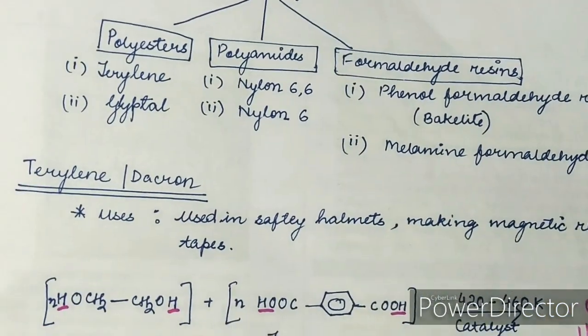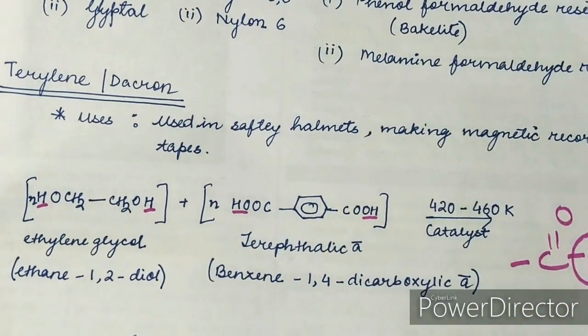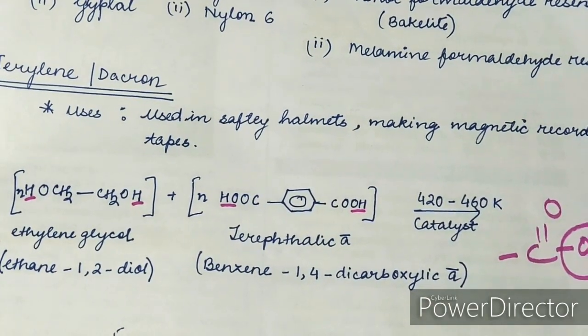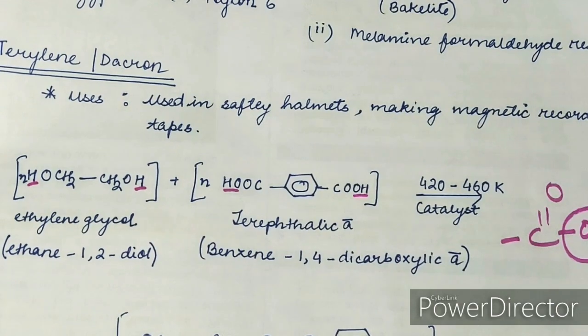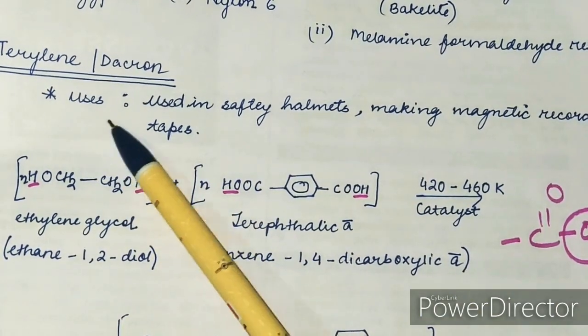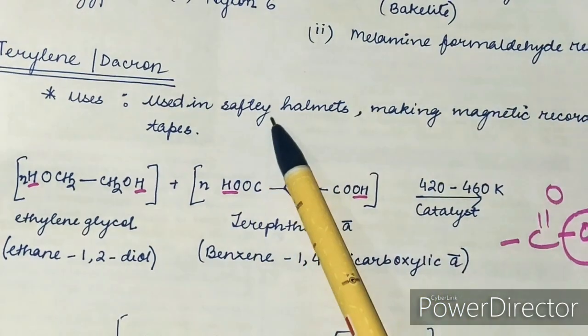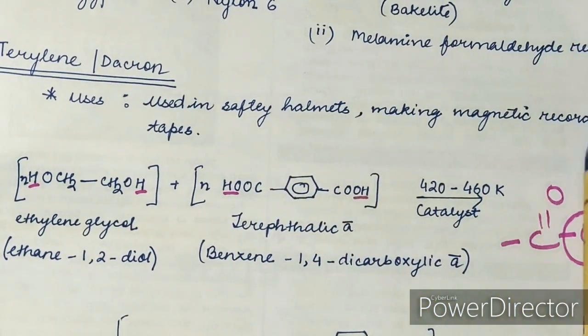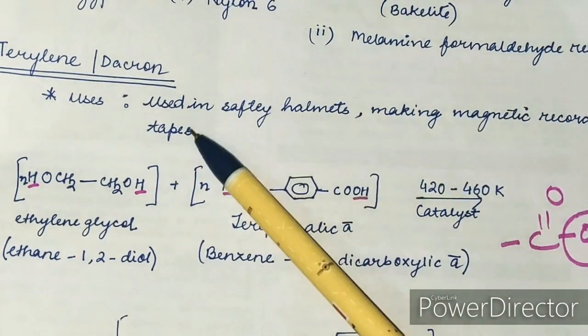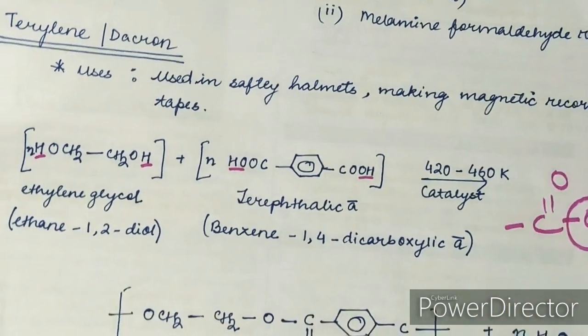So first we are going to discuss terylene or dacron. Another name of terylene is dacron, so you have to remember both the names. Here the uses of terylene, you just see, it is used in safety helmets and for making magnetic recording tapes. So it is used in the materials made for recording tapes and also in safety helmets.